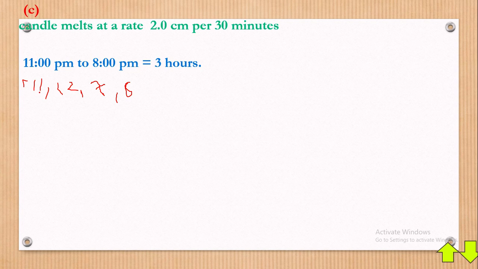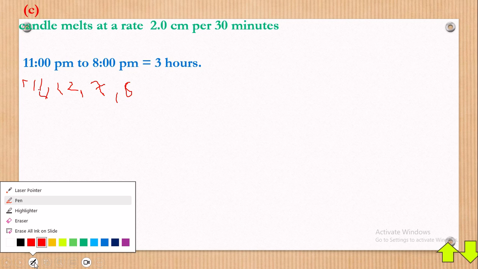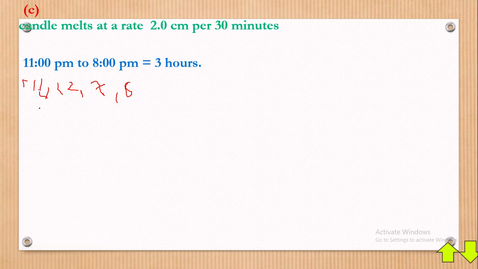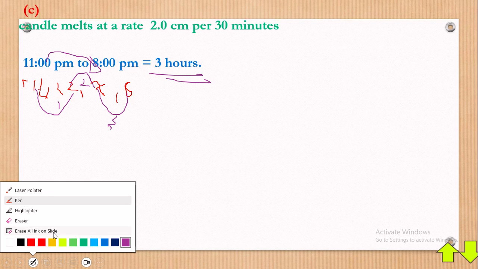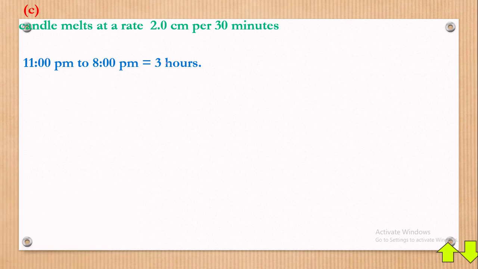The counting is like this: 1, 2, 3. So that's the 3 hours. Are you able to see that there are 3 good hours between 8 p.m. and 11 p.m.? So the boy wants to read for those 3 good hours. But remember, every 30 minutes, the candle melts 2 centimeters.